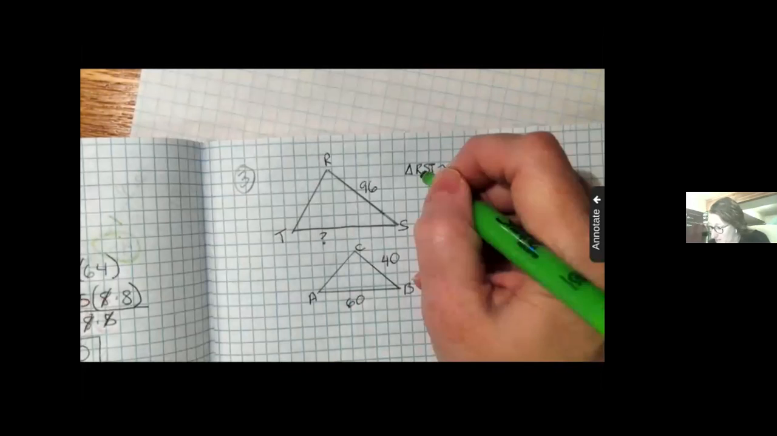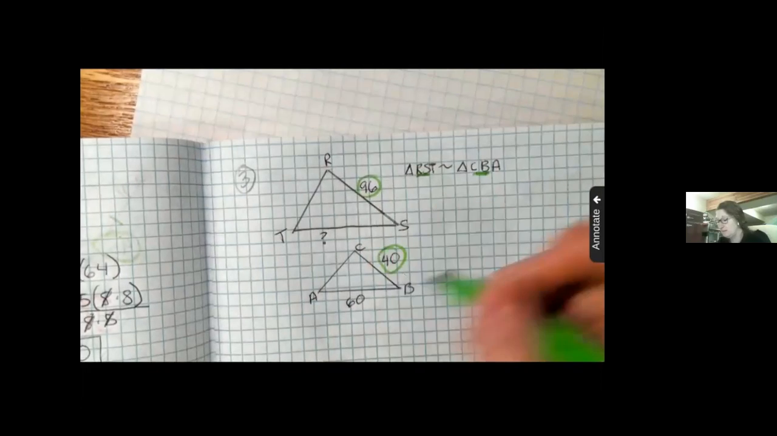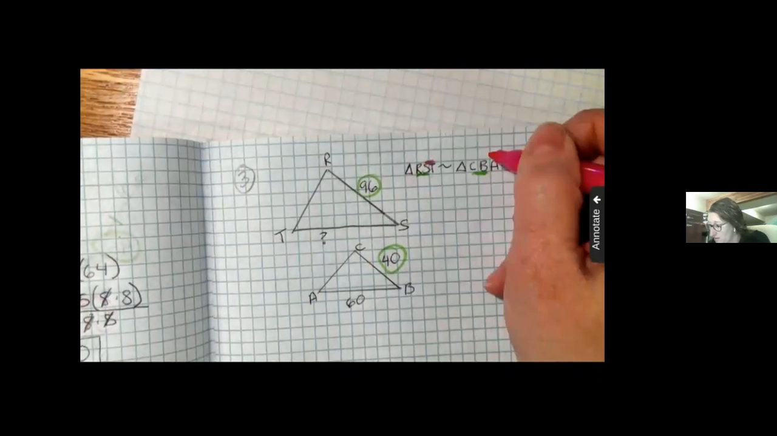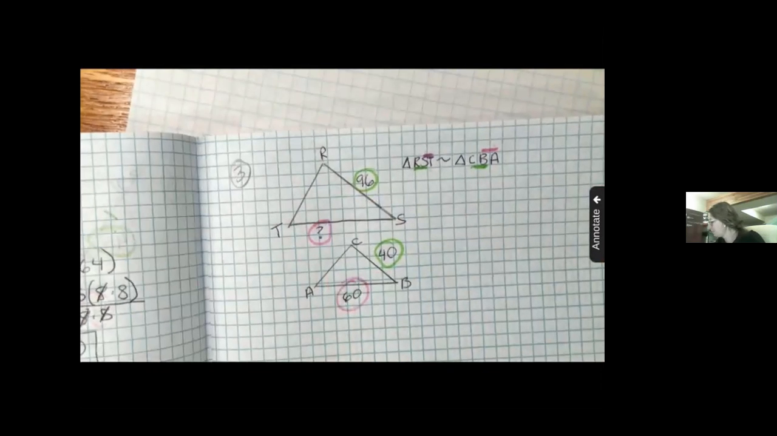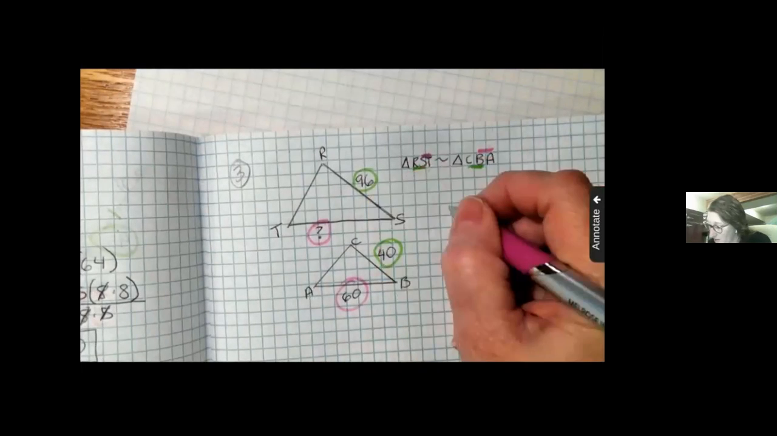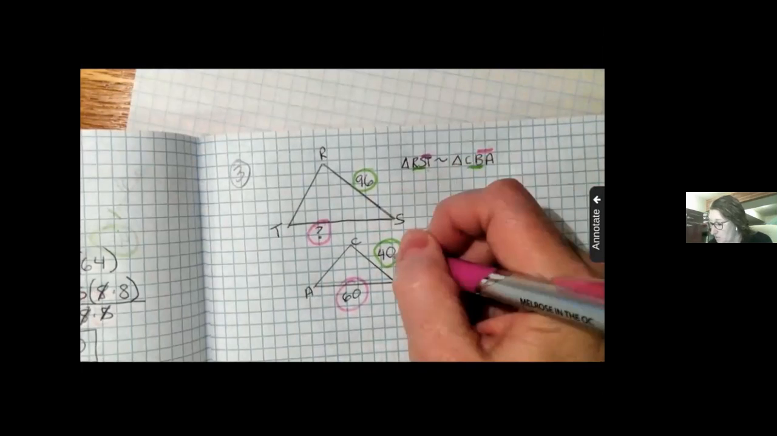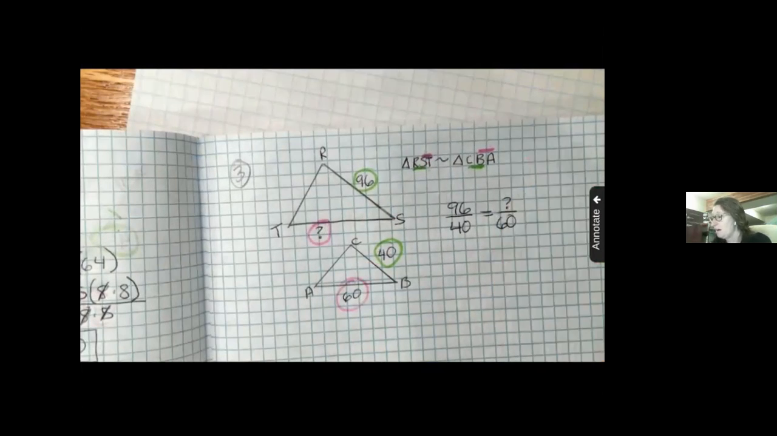So RS is to CB. So this one goes to this one. Well, that only leaves one other choice, which is ST to BA. Okay, so this one to this one. Now you coordinate them. So you now do big first, that's what I do. 96 over 40, big to small, and then big to small. Question mark to 60.